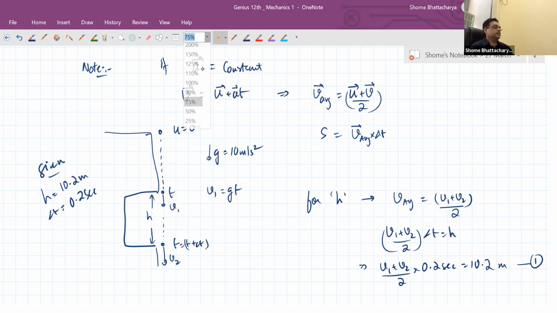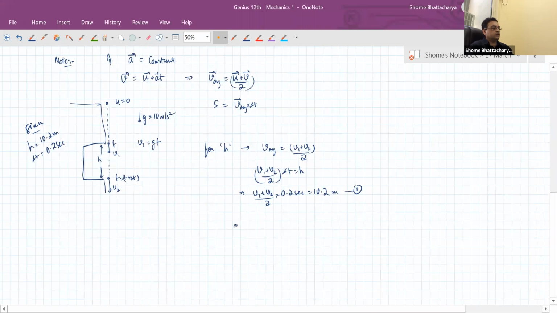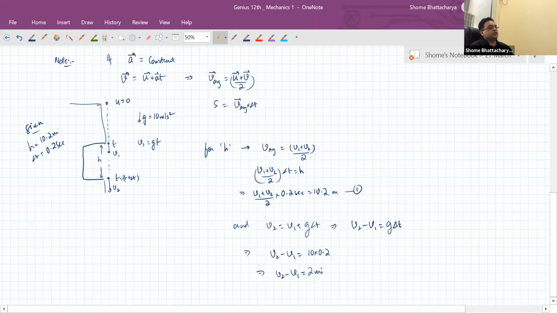And the second thing that we have is that v2 is equal to v1 plus g delta t. So v2 minus v1 is g delta t, which is 10 into 0.2. So v2 minus v1 is 2 meters per second. This is our second equation. So from this we are getting v1 plus v2.